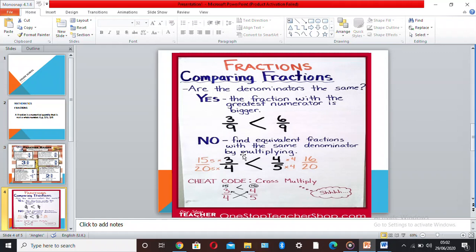And finally, here is a cheat code. Don't tell anybody I taught you this. This is quite easy. All you need to do is to cross multiply. Multiply 3 by 5. Multiply 4 by 4. So 3 times 5 is 15. 4 times 4 is 16. I know that 15 is less than 16. So that's how you get your answer.